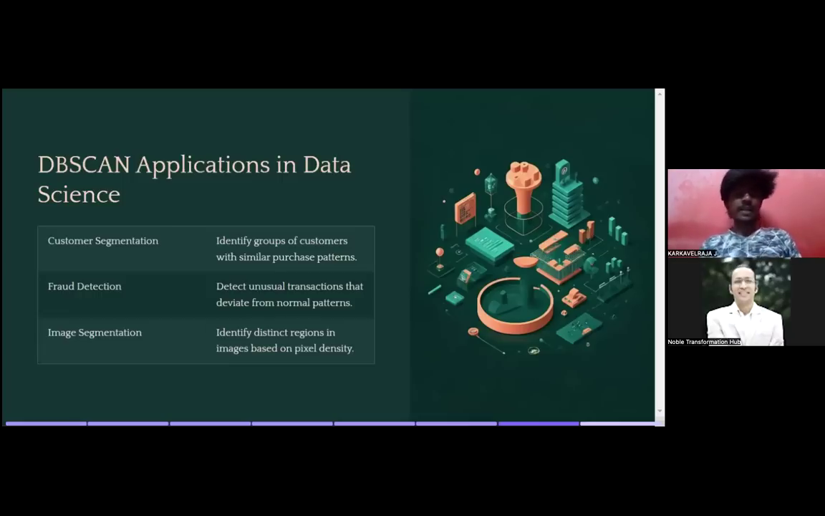Fraud detection: detect unusual transactions that deviate from the normal patterns. Since DBSCAN identifies noisy data as well as outliers, it is very easy for us to use it for fraud detection.